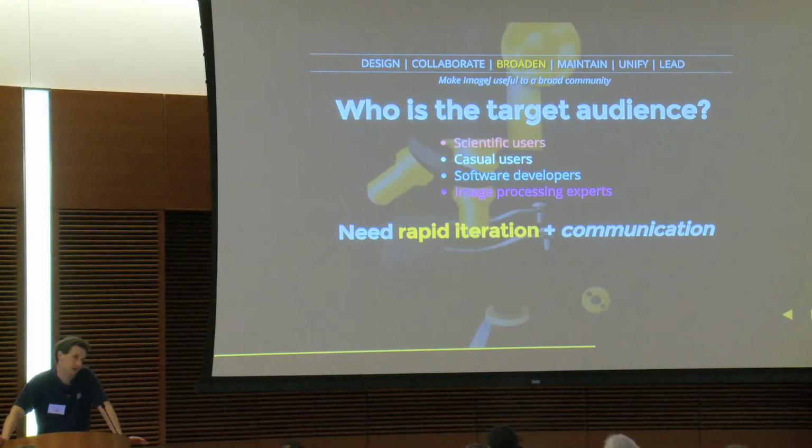All right, so moving on to making ImageJ more useful to more people. From a social perspective, we have to think about who the target audience is. It's scientific people, software developers. It's the same diversity that we have at this conference. So the question is, how do you please all those people? My first answer is you have to give them things to try quickly, then respond to their feedback, and keep iterating.